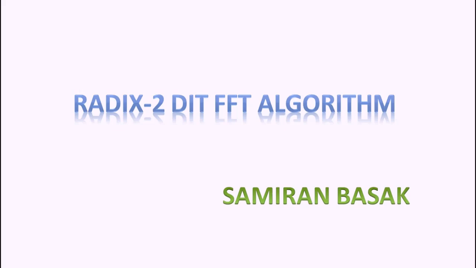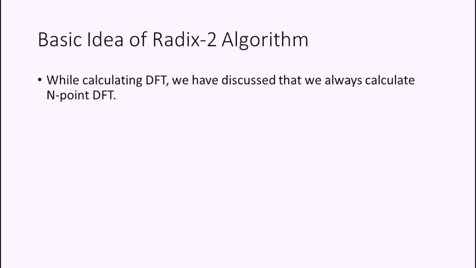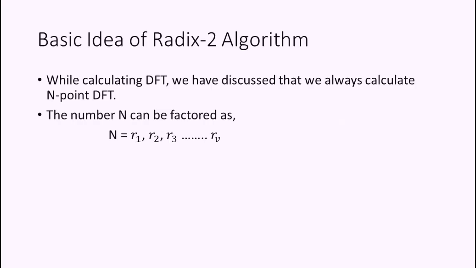Today our topic is Radix-2 DIT FFT algorithm. We first study the basic idea of Radix-2 algorithm. While calculating DFT, we have discussed that we always calculate N-point DFT. The number N can be factored as N = R1 R2 R3 ... Rv. Here every R is prime.